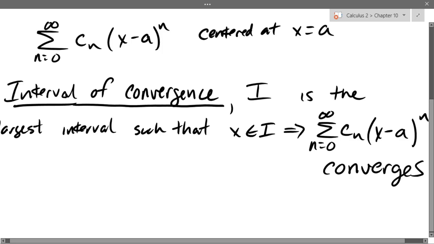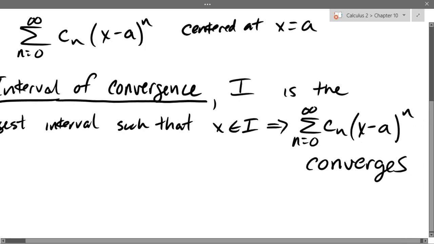What number would this series always converge for? What x value would this series always converge for? You only need about 3 brain cells to answer this. a. So what happens when x is equal to a? What is x minus a? 0. So every term is going to be 0 plus 0 plus 0 plus 0 plus 0 plus 0. So you're guaranteed to have the number a inside your interval. That's the only thing you're guaranteed to get.